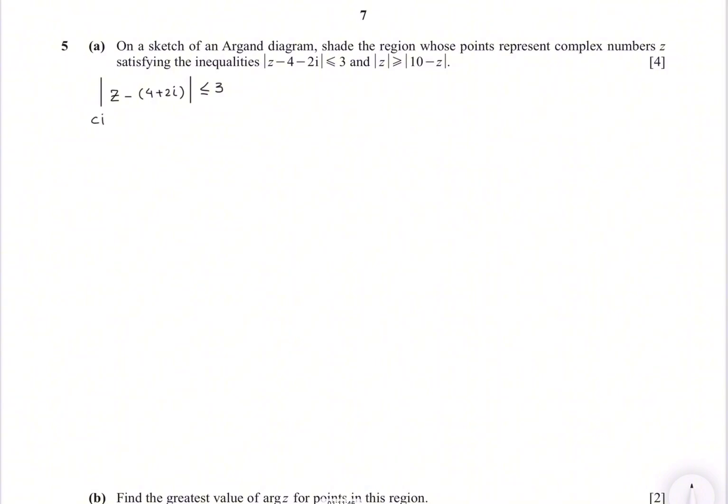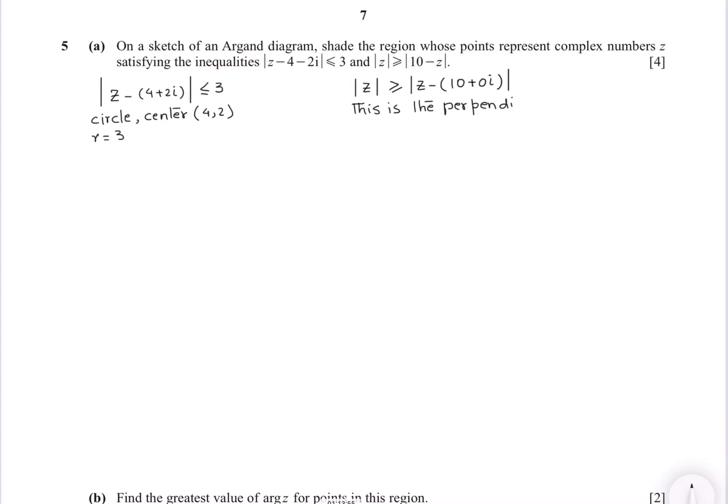So a circle with center (4, 2) and radius 3, and |z| is greater than or equal to |z minus (10 plus 0i)|. I have arranged this in the straight form. 10 minus z, I have written it like this.